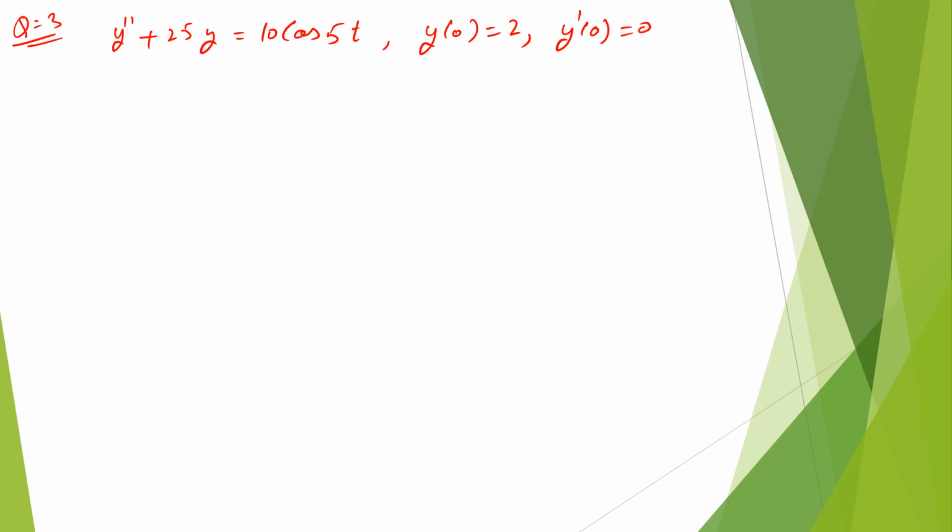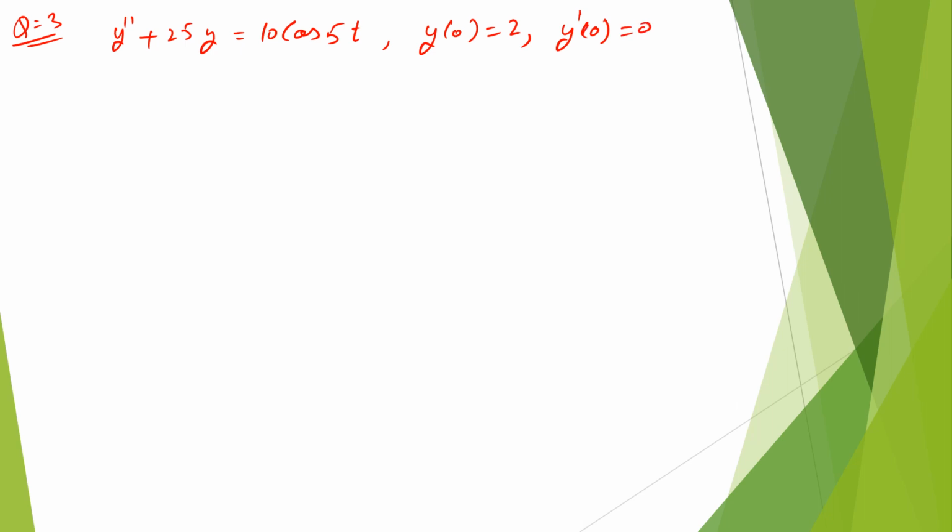Now for this topic I am taking the third example. Solve the differential equation y'' + 25y = 10 cos 5t, where the given conditions are y(0) = 2 and y'(0) = 0.